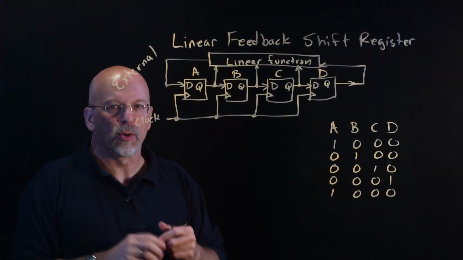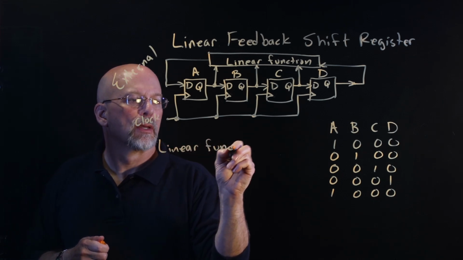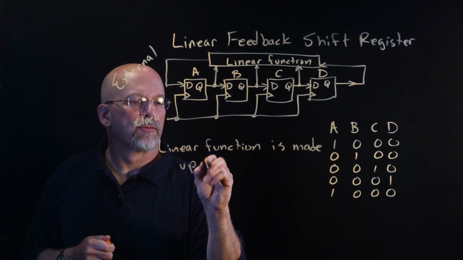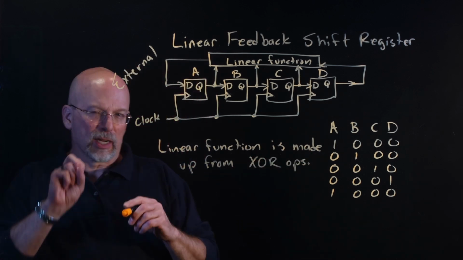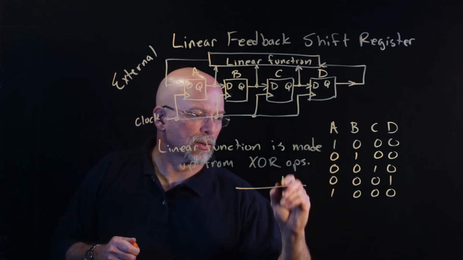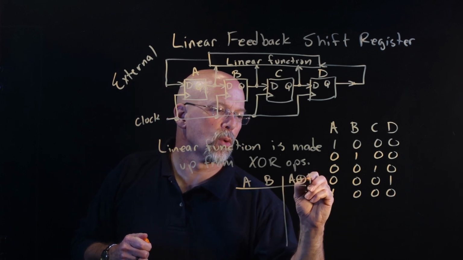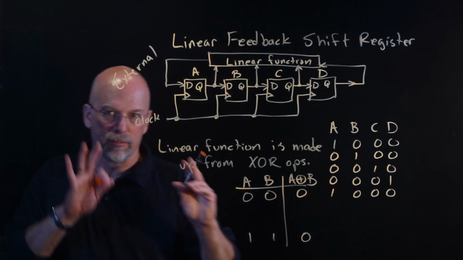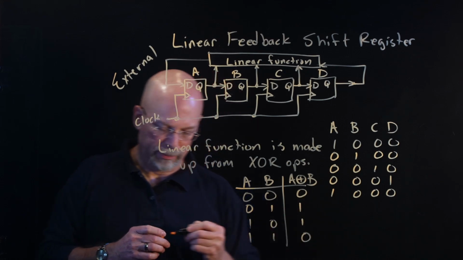Now, there's a couple of things that we need to know about. First of all, the linear function. It is made up from exclusive OR operations. When it comes to just the 2 input exclusive OR, I'm going to draw the expression here, so you have A or B in our truth table, A exclusive OR B. If both inputs are the same, we output a 0. If they're different, we output a 1.